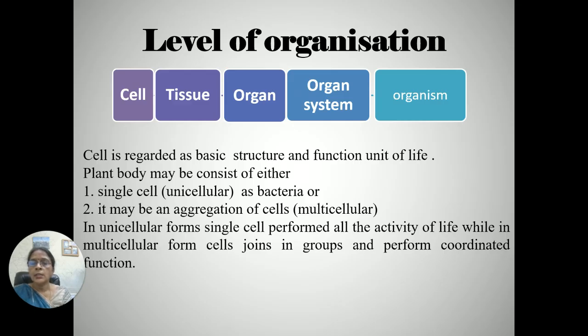Each and every organism consists of cells. That is, the cell is regarded as the basic structural and functional unit of life. An organism either consists of a single cell, that is unicellular, or a number of cells, that is multicellular. A number of cells together constitute the tissue. A number of tissues form the organ. A number of organs form an organ system, and a number of organ systems form an organism.